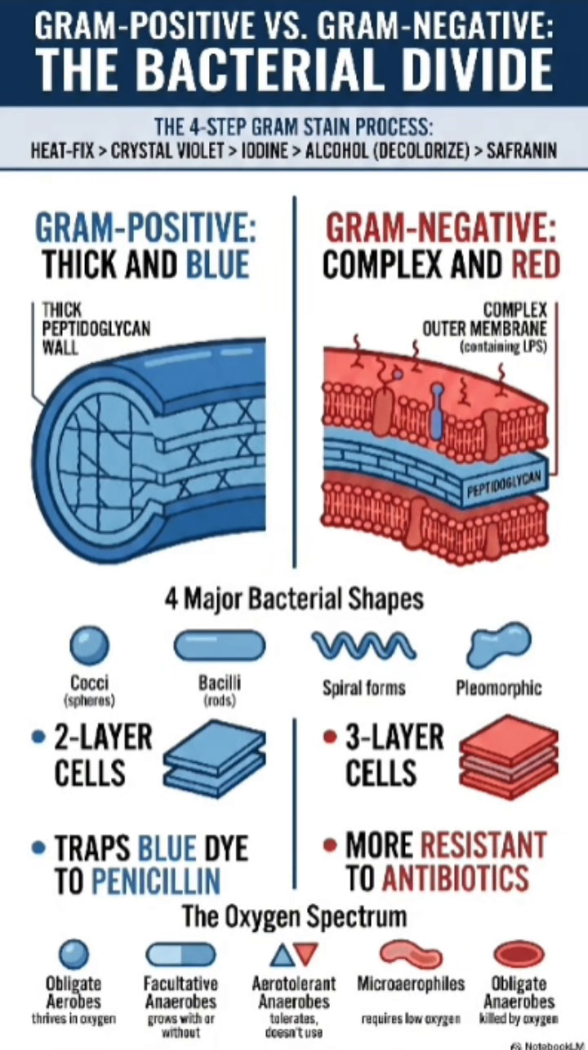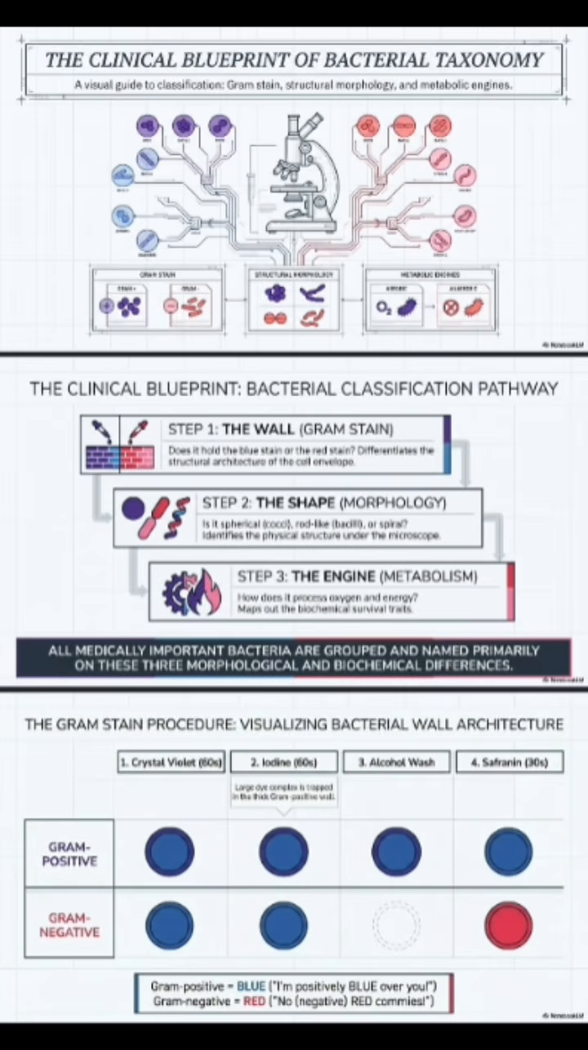We're back. And in today's video we're looking at taxonomy of bacteria. Clinically, bacteria are classified based on their gram staining because of their cell wall, their shape or morphology, and their metabolism, how they react to oxygen and how they get their energy. Let's begin with gram staining.